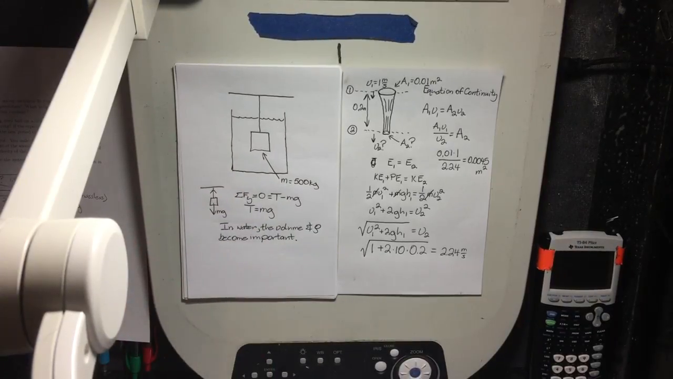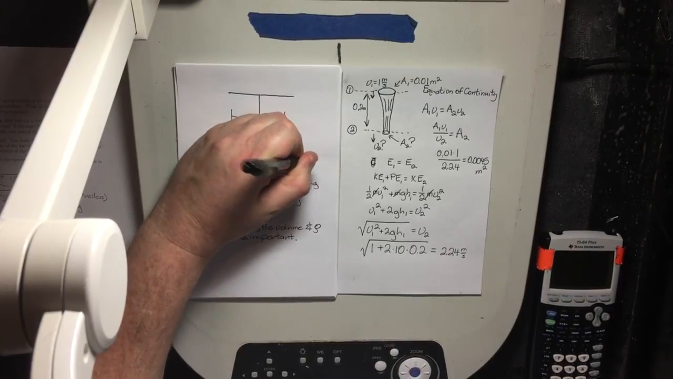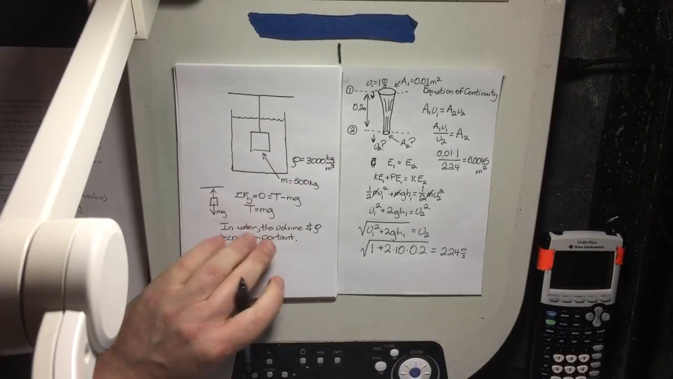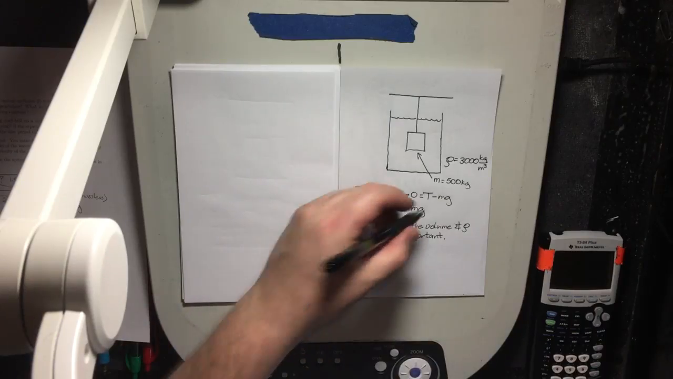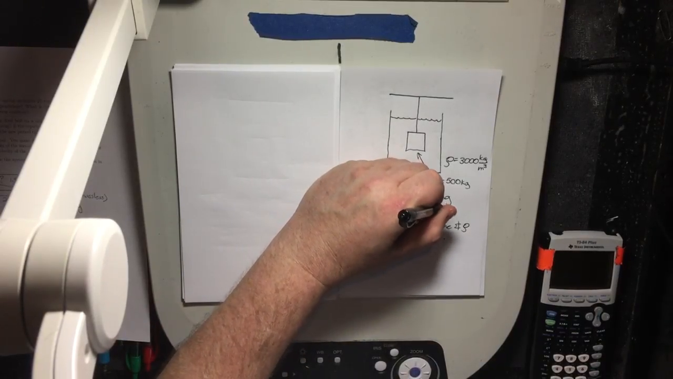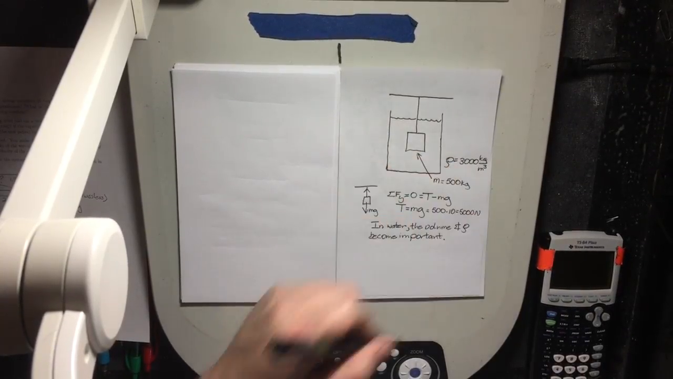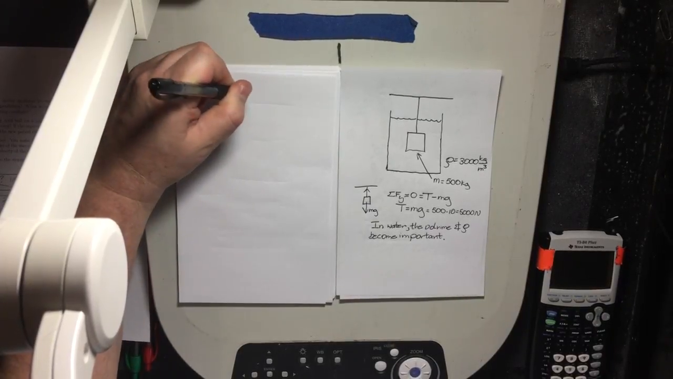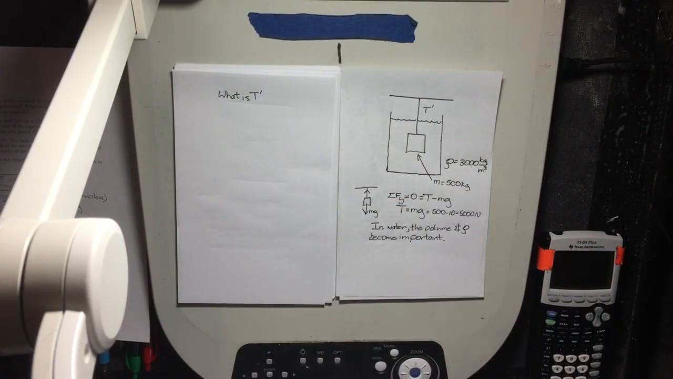With something like this, we need to have information about it. Let's say that it was 3,000 kilograms per cubic meter. So your initial scale would read 5,000 newtons. What is T prime? T prime is the tension in the cable once this thing is in water.